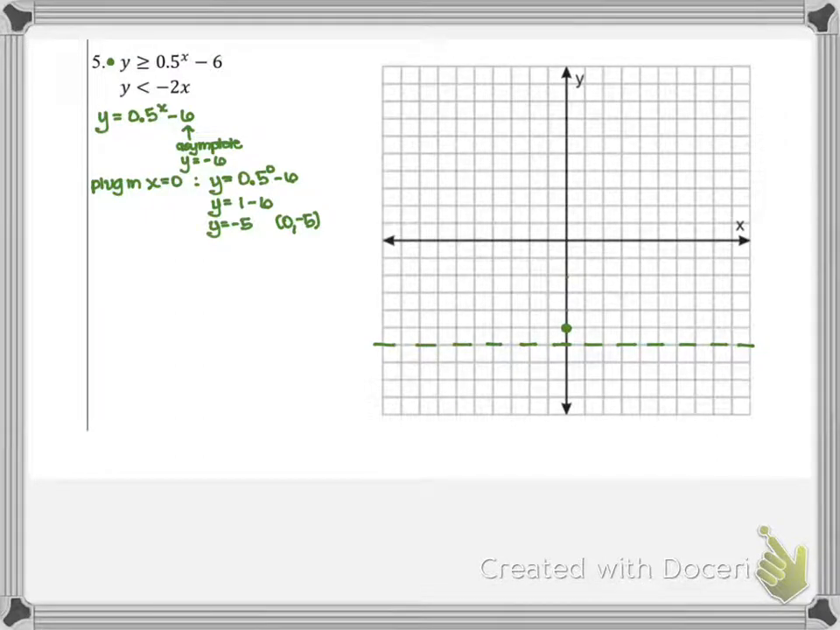Okay, now from here, there's a couple other ways that you can do this. We still have to sketch it, because we need to know what this thing is going to look like. You can either plug in another point. That's totally fine. Or you can take a look at the B value.